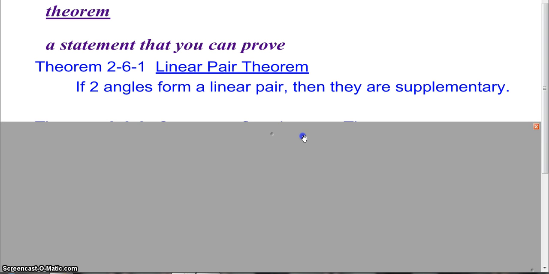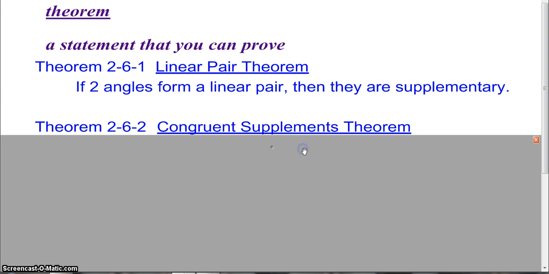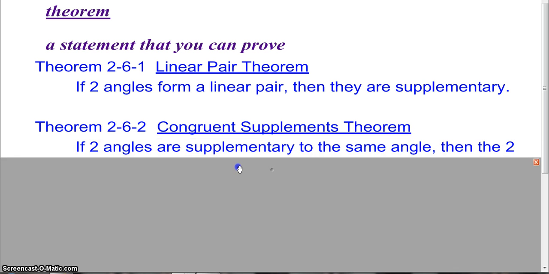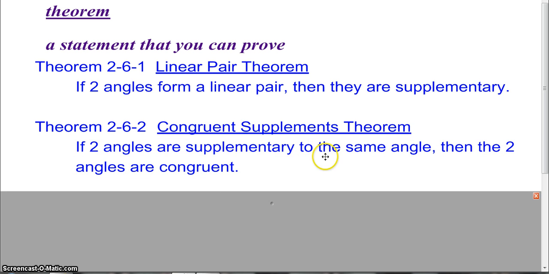The second theorem introduced here is the congruent supplements theorem. So supplements, that word looks like supplementary, 180. We must be talking about angles again. So if I have an angle, angle A is supplementary to angle C, and I have another angle, angle B, it's also supplementary to angle C, then angle A and B must be congruent, right? So if two angles are supplementary to the same angle, then the two angles are congruent.